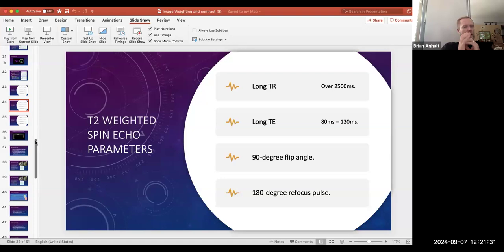T1 weighting has a short TR, meaning that we are going to transmit RF into the tissues repeatedly in a short period of time. So tissues that take a long time to recover longitudinally will get saturated with energy and not be able to produce a lot of signal. Tissues that recover quickly will not be saturated with energy. They'll have a large longitudinal component of magnetization to flip back into the transverse plane, even when we have very short energy transmissions or excitation pulses.